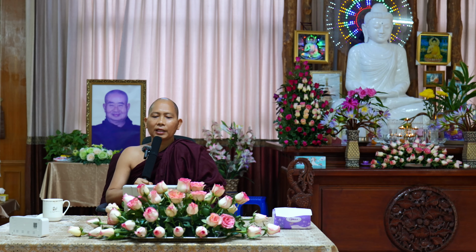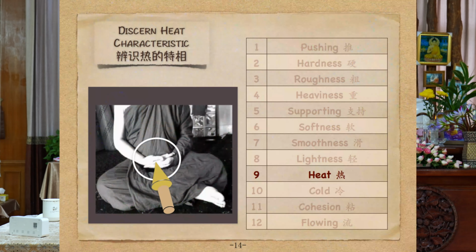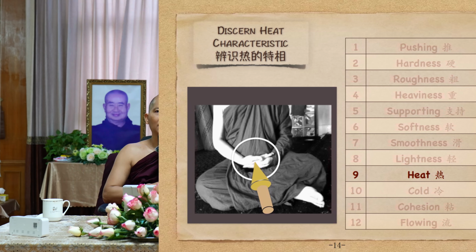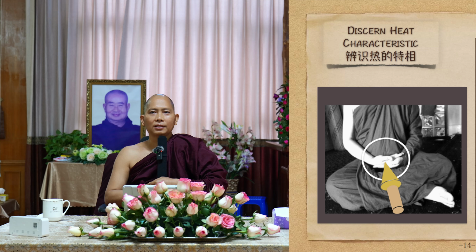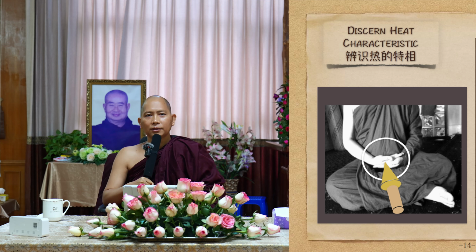Then you can increase another one, number 9, heat. There's also heat everywhere in your body. You can discern it easily. If you don't understand, when you are meditating here between the two fans, you feel hot. Okay, this is heat. In the summer season it is very obvious. Much sweat comes out when you are meditating. Then this is heat.